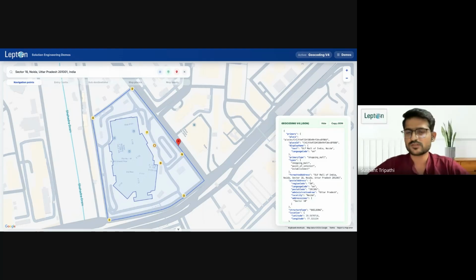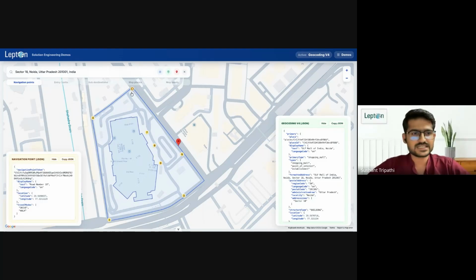Like I'm standing over here. For example, if I take point 3 here on the navigation side, I get the complete detail: this is the latitude and longitude. The way I can travel to that specific point is through drive and walk also. So navigation points help you give the exact pinpoint of that specific location to the driver or to the specific delivery person to reach you.